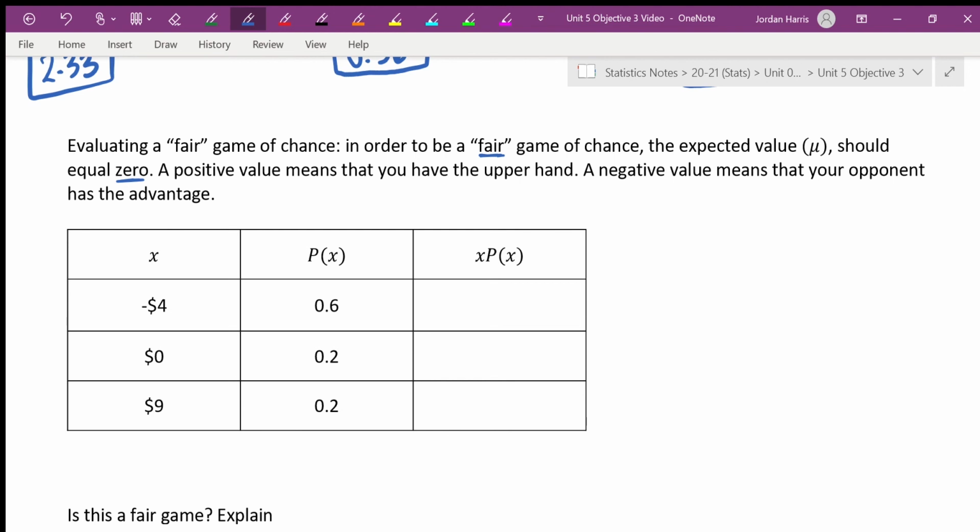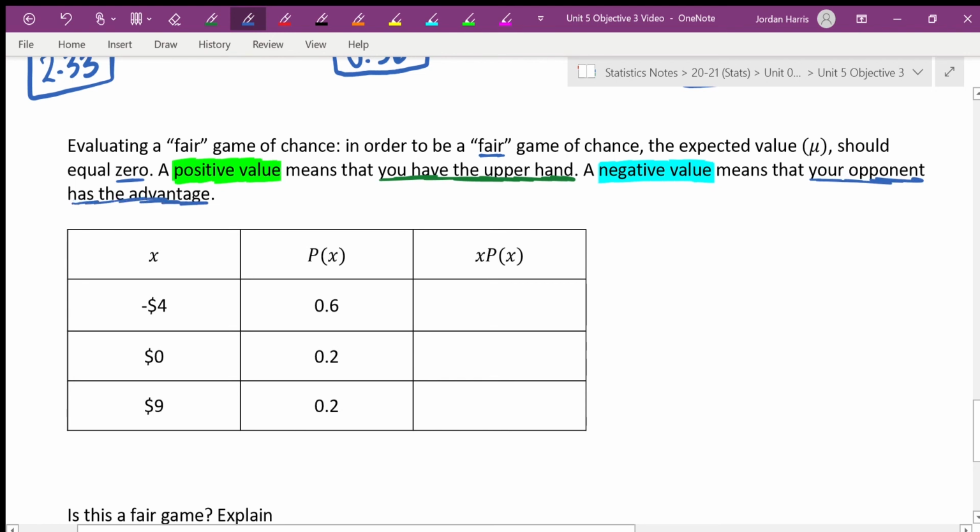0 change. Okay? A positive value is a good thing. If there is a positive value, which, by the way, there is never a positive value in a casino, that means you have the upper hand. So if someone gives you a game of chance, you calculate the probabilities, and it comes out positive, you should just never end playing that game, because the more you play, the more you'll win. Okay? But that's never the case. A negative value, this is what casinos have. Your opponent has the advantage. Meaning they are more likely to win money.